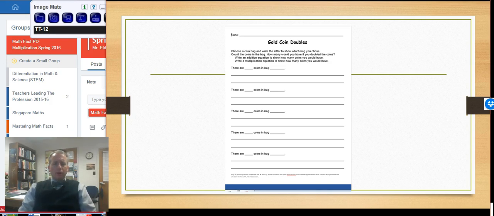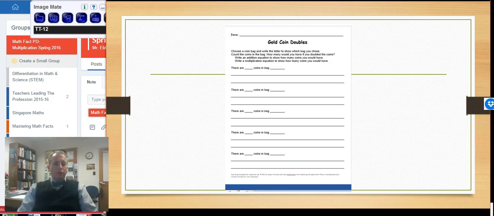And they're going to write down the letter, so I know which bags have which number of coins. So they're going to let me know, I chose bag C, and therefore I know in bag C there's 8 coins, say, for example. So they're going to count the coins in the bag, and then they're going to figure out, well, how many would I have if I doubled them? They're going to write an addition sentence, and if they can, write a multiplication equation. So this could certainly be a pre-assessment.